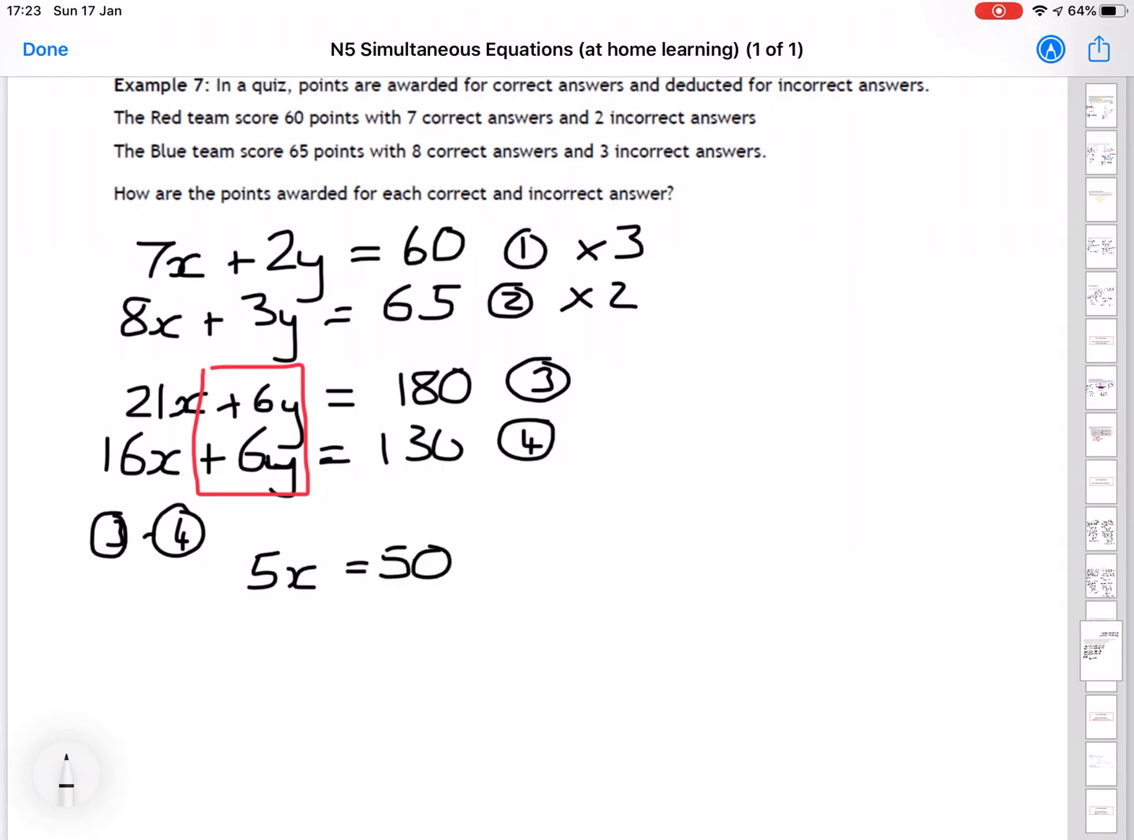So a really simple one to solve here. We're dividing both sides by 5, so x will equal 10. That's telling us that every correct answer is worth 10 points.